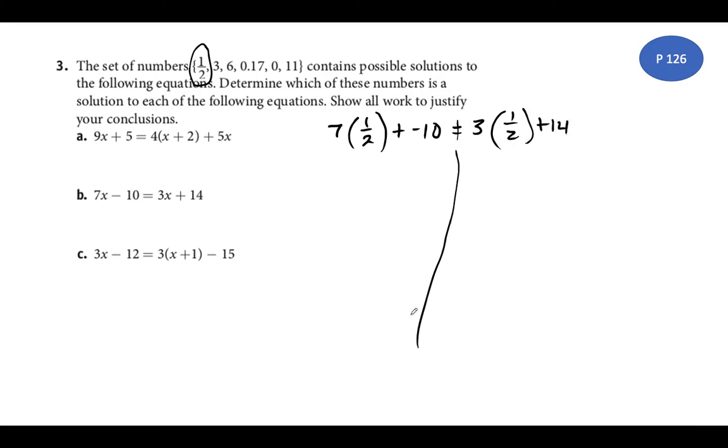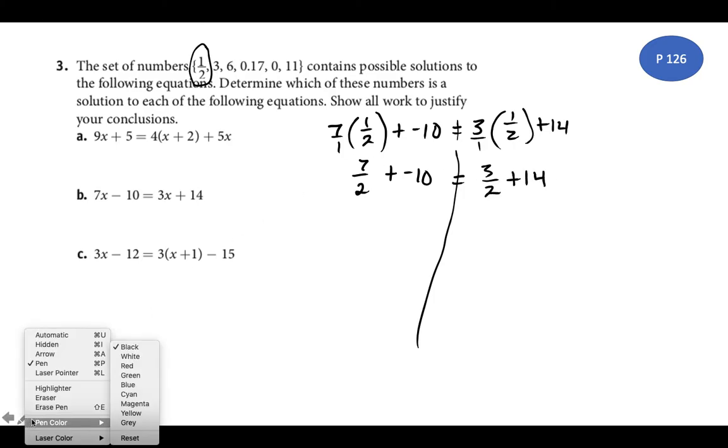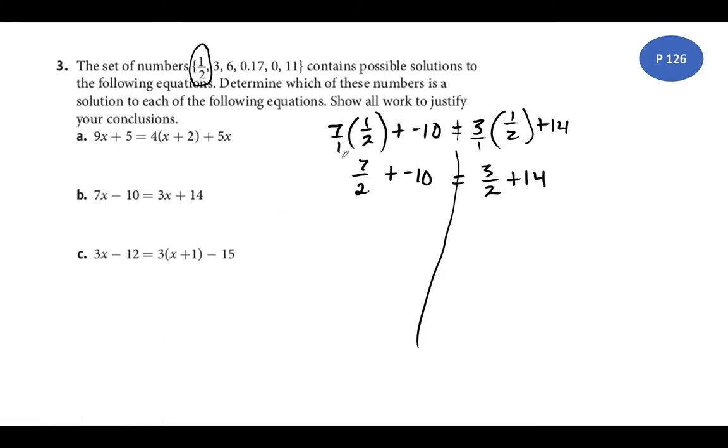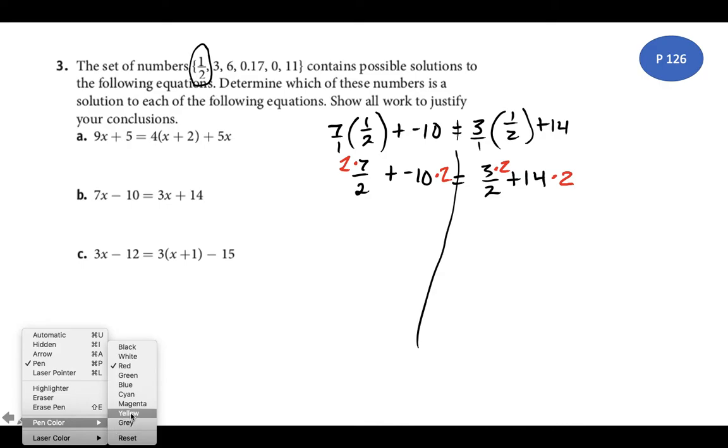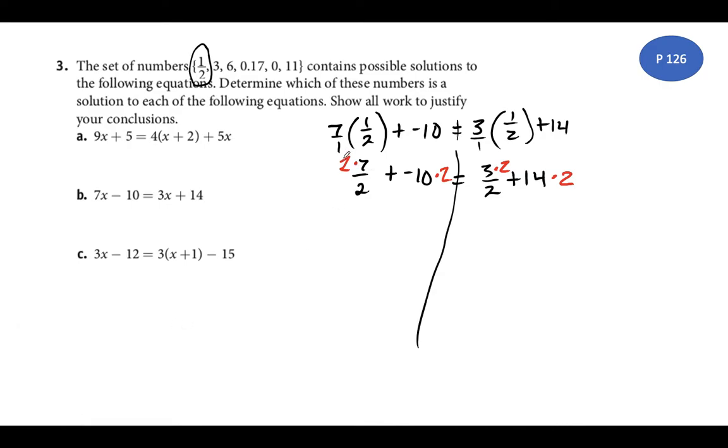Everybody with me? 7 times a half is 7 halves, right? Multiply numerator times numerator, denominator times denominator, plus negative 10. 3 times a half is 3 halves, plus 14. I'm going to multiply every term by 2. Every term, not just the fractions, please. Every term by 2. So 2 divided by 2 is 1, and I get 7.